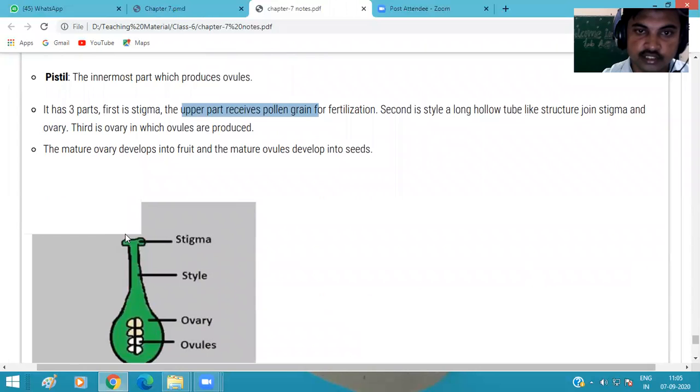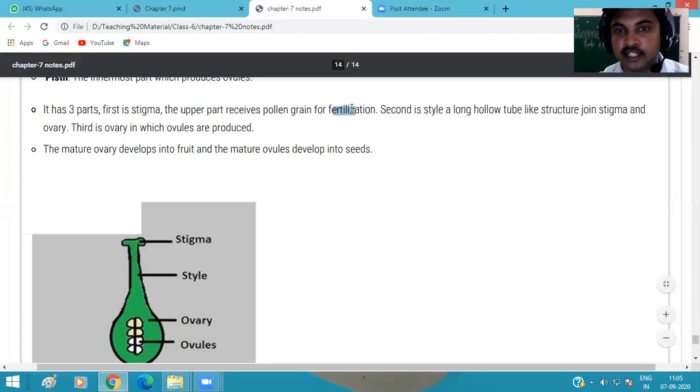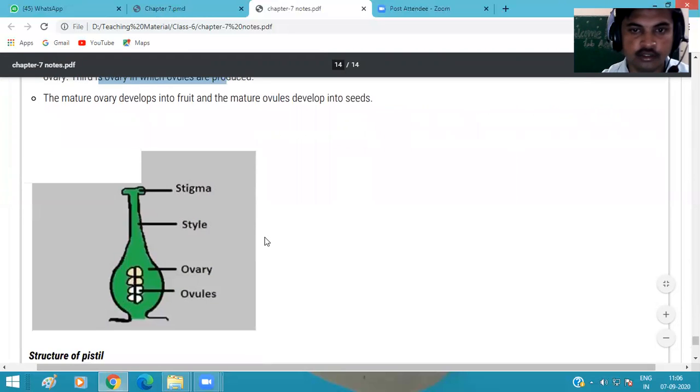So they are transferred to the stigma and stick with it, and they produce a tube, and the pollen grain moves through the tube towards the ovule and fuses with it, and forms a seed. So the fusion of this female ovule and the male pollen grain is called fertilization. Okay. The second part, the style, is the structure joined with the stigma, and the third is the ovary which produces ovules.